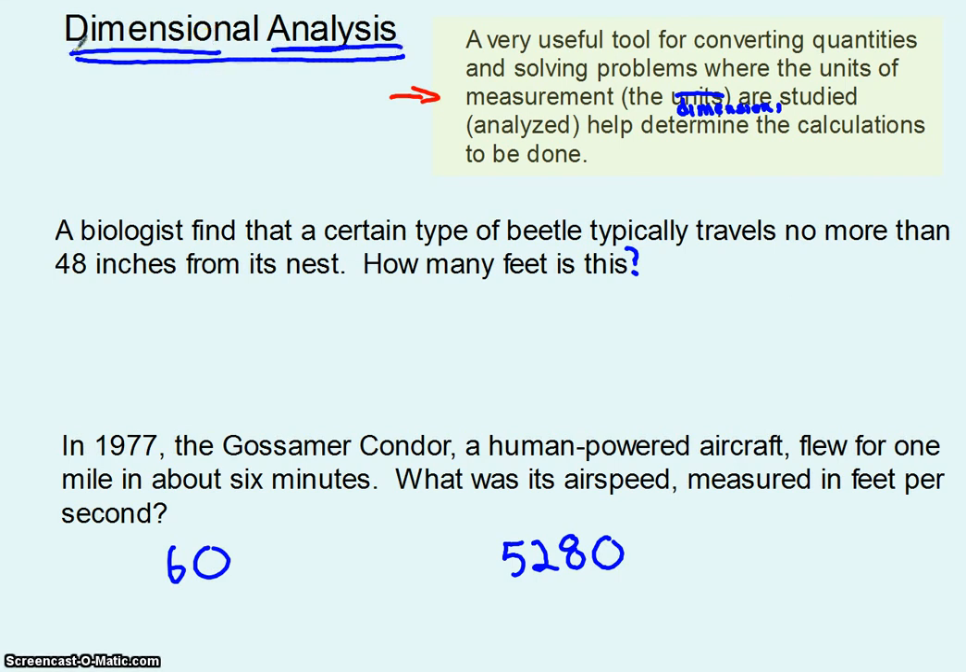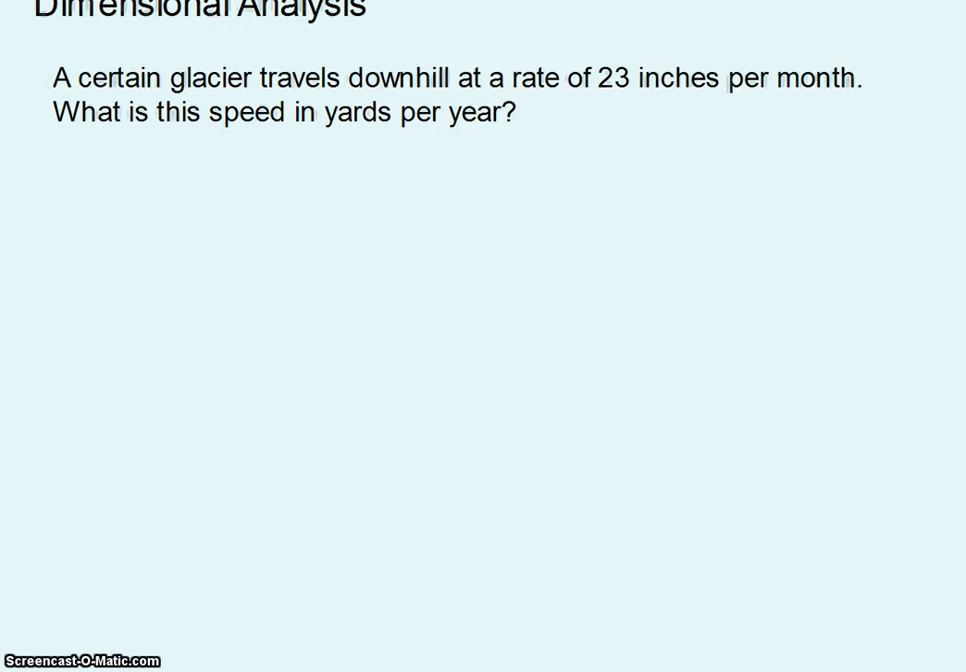So we're going to look at these units, miles and minutes, and recognize that we want to convert to feet and seconds. And the way we set this up is going to help us know whether we should multiply or divide by 60 and multiply or divide by 5,280. It'll take all the guesswork out of it. So let's start in.